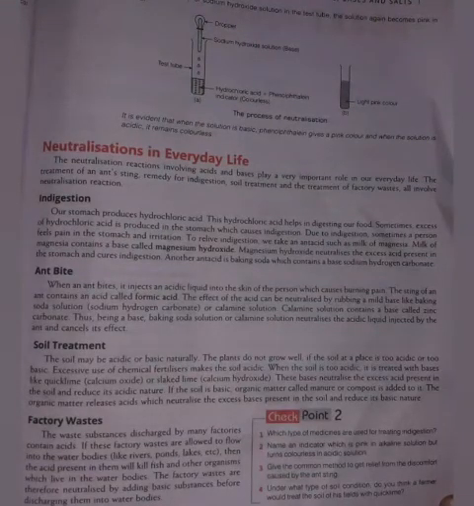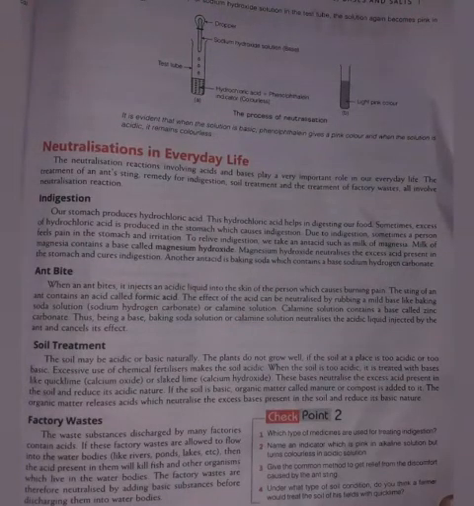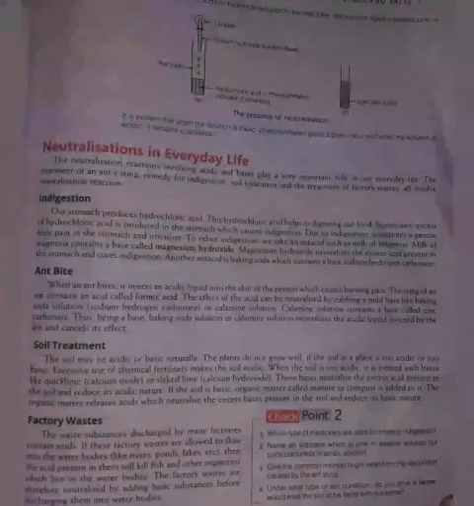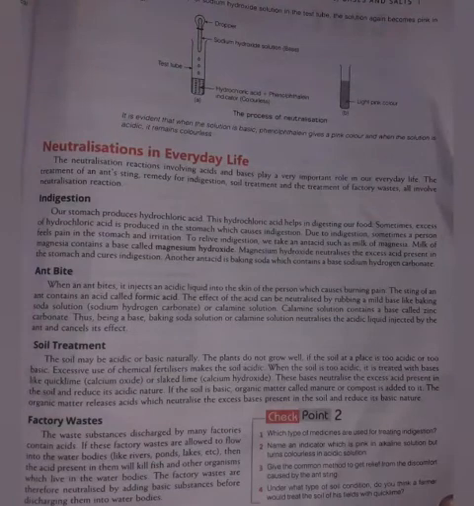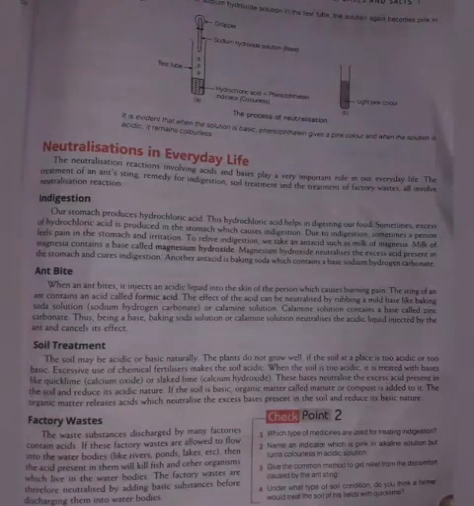Now ant bite. When an ant bites, it injects an acidic liquid into the skin of the person which causes burning pain. The sting of an ant contains an acid called formic acid. The effect of the acid can be neutralized by rubbing a mild base like baking soda solution or calamine solution. Calamine solution contains a base called zinc carbonate. Hence, being a base, baking soda solution or calamine solution neutralizes the acidic liquid injected by the ant and cancels its effect.